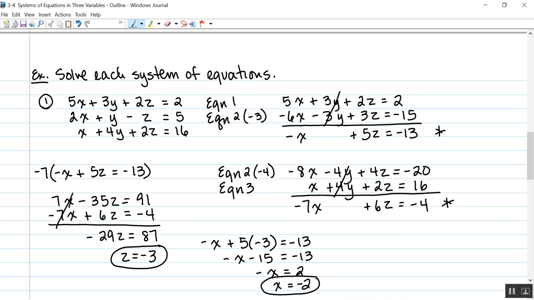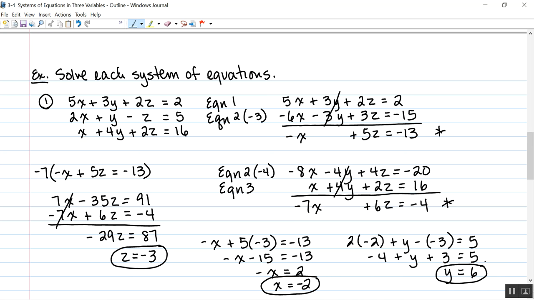And to do this, I think I'm going to have to go back to one of my original equations here. Maybe I'll take the second one since the coefficient of y is already 1. So we'll have 2 times x plus y minus z equals 5, or negative 4 plus y plus 3 equals 5. That's going to give me a negative 1, and adding that to both sides, y is going to be 6.